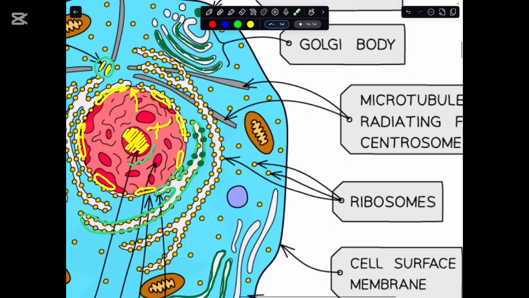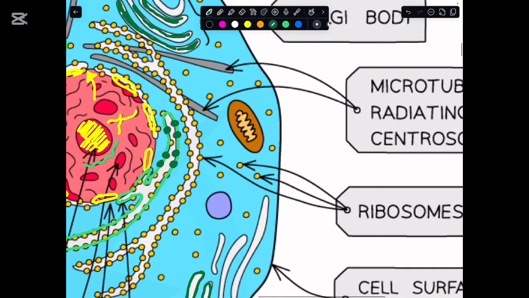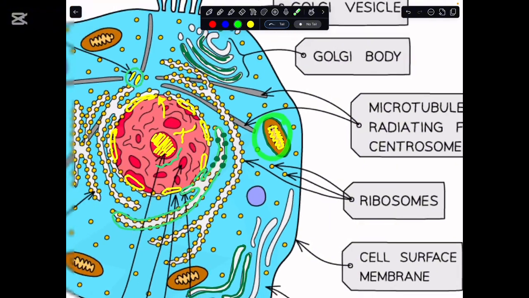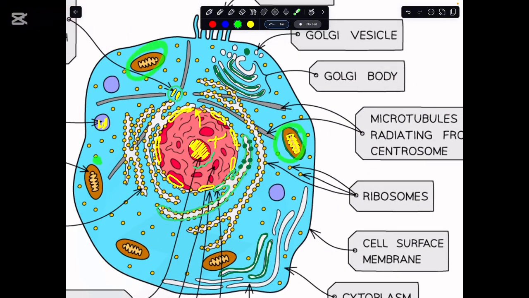Now we can never forget these structures that we have here. These are the mitochondria, and the mitochondria have an outer membrane and an inner membrane which we entitle the cristae. The mitochondria can be present anywhere. It could be here, this is also a mitochondrion, and this also is a mitochondrion.